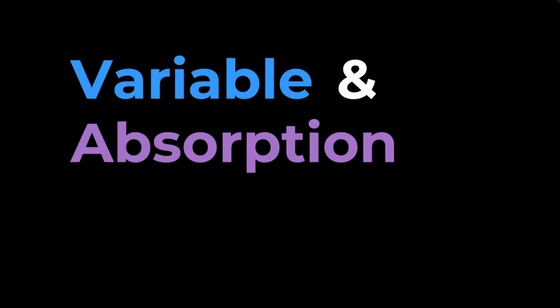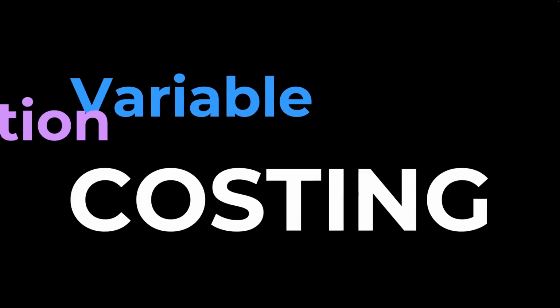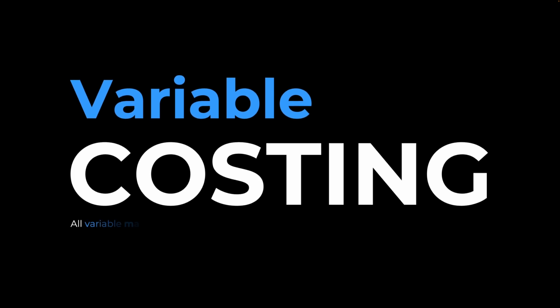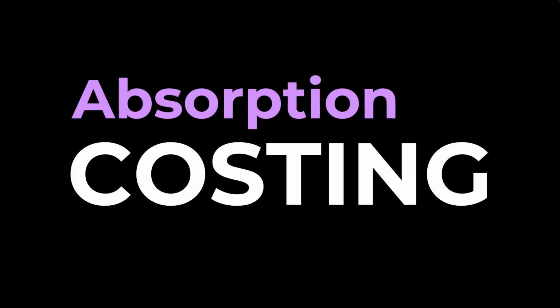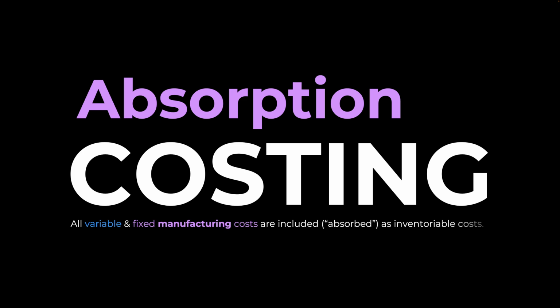Variable and absorption costing. Let's start by discussing variable costing, which is when all variable manufacturing costs, this means direct and indirect, are included as inventoriable costs. Contrast that to absorption costing. This is when all variable and fixed manufacturing costs are included or absorbed as inventoriable costs.